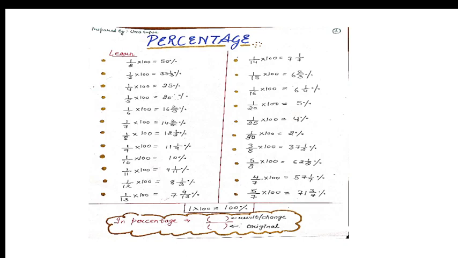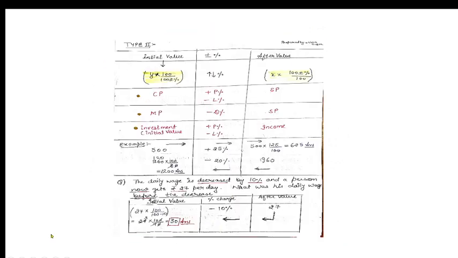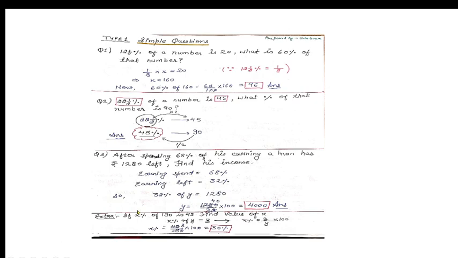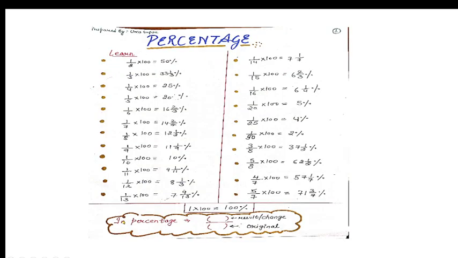and later on I have taken only the selected ones, that is 1 by 20 is 5%, 1 by 25 is 4%, and 1 by 50 is 2%, and the rest are rare ones. If you see these types of figures in your exam, don't hesitate or be afraid. If you have learned these values, it will be easy for you to solve the question. Like 3 by 8 is 37 1 by 2%, 5 by 8 is 62 1 by 2%, 4 by 7 is 57 1 by 7%, and 5 by 7 is 71 3 by 7%.